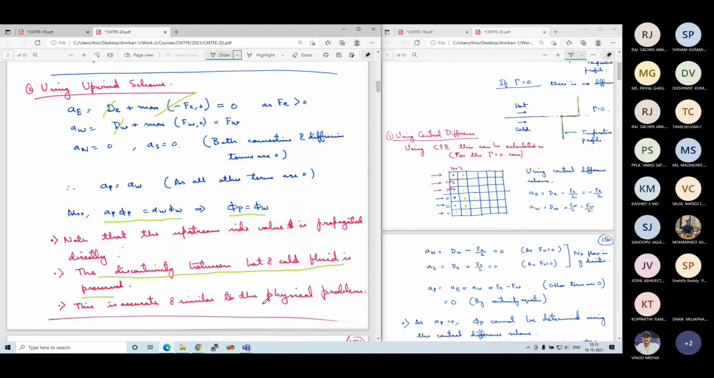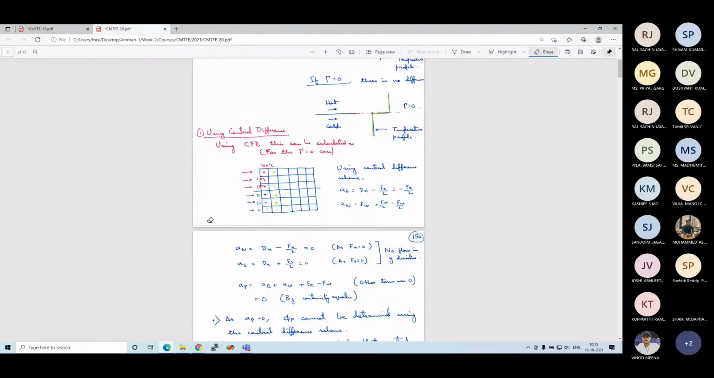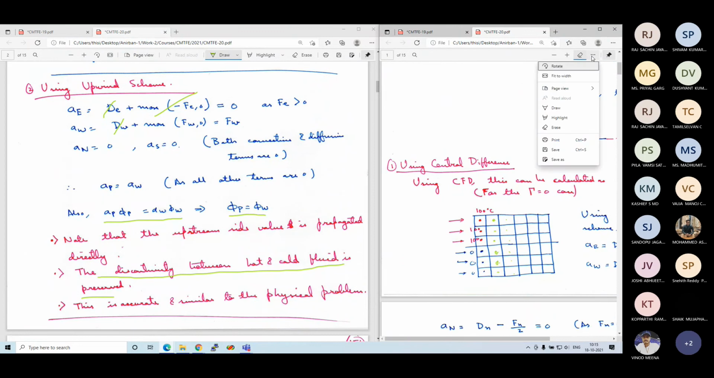Now we will consider the same problem, exactly the same problem, but we will orient our coordinate axis by 45 degrees. So we'll take the coordinate axis like this, at a 45-degree angle. The physical problem is still the same physical problem, right?